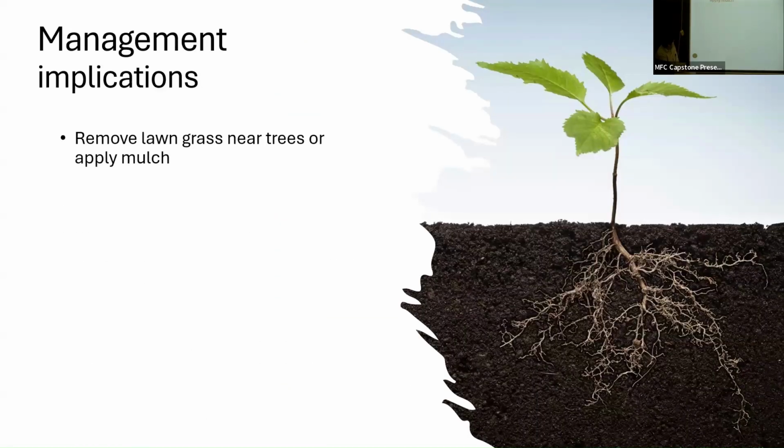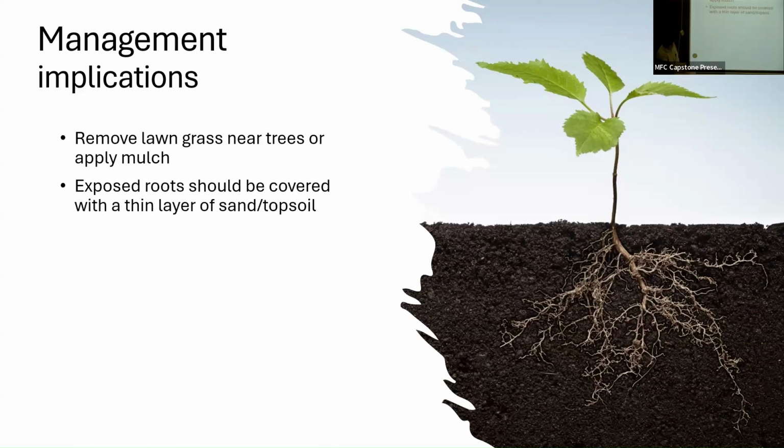So we should remove lawn grass near the trees or apply mulch in order to deter the lawnmowers and prevent lawnmower wounds. Exposed roots should also be covered with a thin layer of sand or topsoil, again to prevent lawnmower wounds. There should be a metal guard at the base of the tree to prevent strimmer wounds, which, in case anyone doesn't know, is also referred to as a weed whacker, I heard.